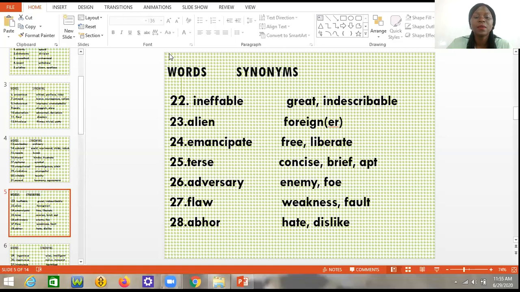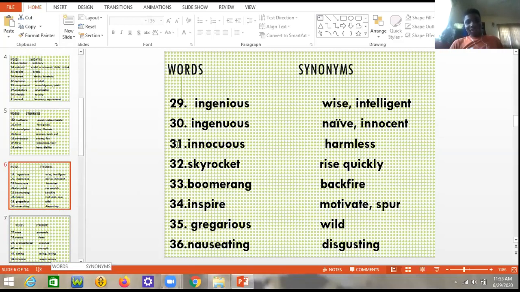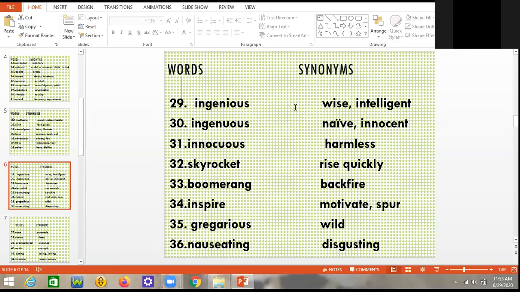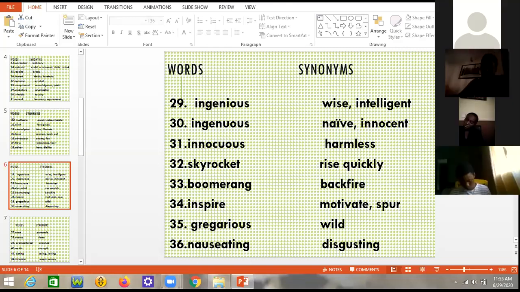Abhor. Sometimes I abhor lies. I hate, to dislike. Abhor: hate, dislike. So we have this word, number 29. Are we together? So we have 29. Aibe, can you pronounce the word for us?